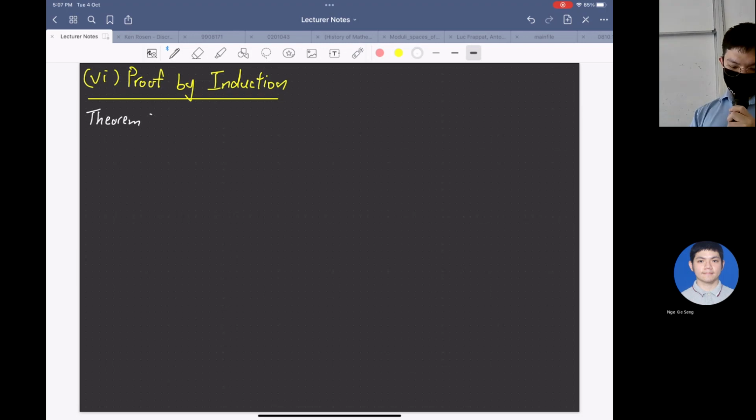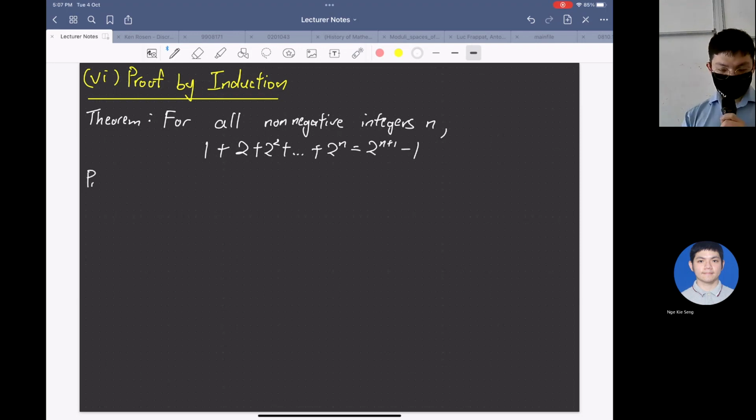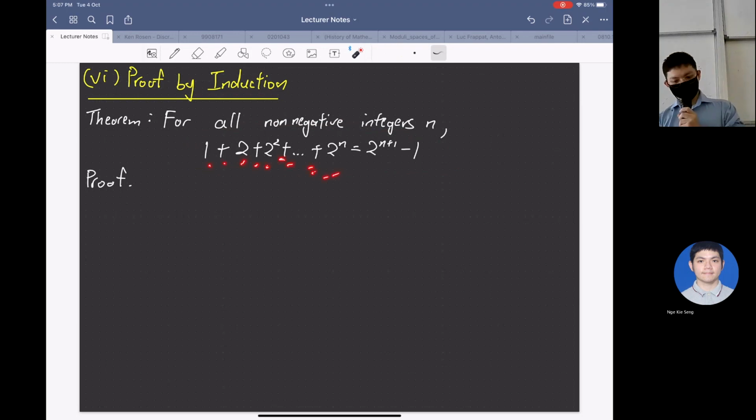Let's see what is going on in the induction proof. I will give an example. What you should see from the example is the general idea and general method, and then you can read the textbook for the theory. So proof: first, you need to start. Let's see this question. The question says 1 plus 2 plus 2 squared plus dot dot dot plus 2^n equals 2^(n+1) minus 1.